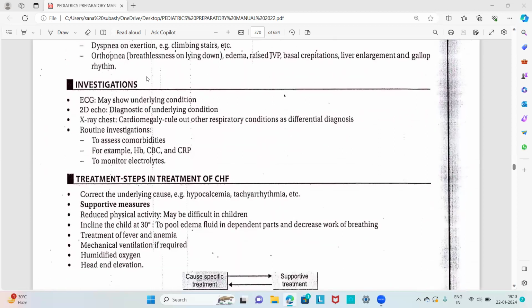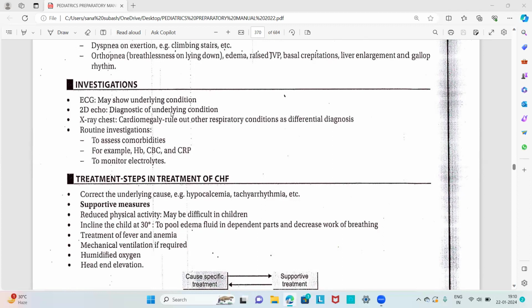Then what investigations do we have to do when a case presents with congestive heart failure? We have to look at the ECG, which may show the underlying condition. Then we have to do a 2D echo, which is diagnostic of the underlying condition.